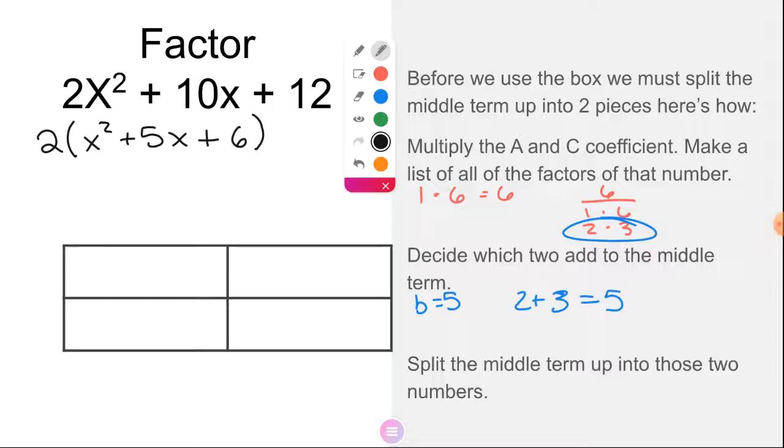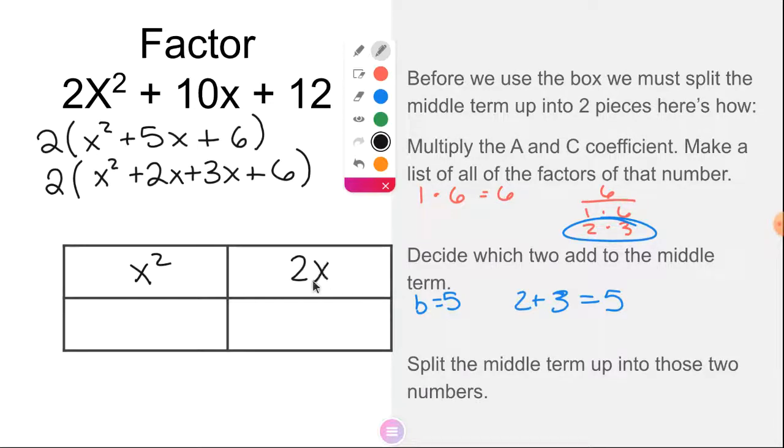So when we split up our equation, we're still going to have the 2 hanging out front because that's part of our answer. We're going to get x squared, and then our 5x is going to split up into 2x and 3x. So plus 2x plus 3x plus 6. And then that's what we're going to fill into the box. So we get x squared, 2x, 3x, and 6.